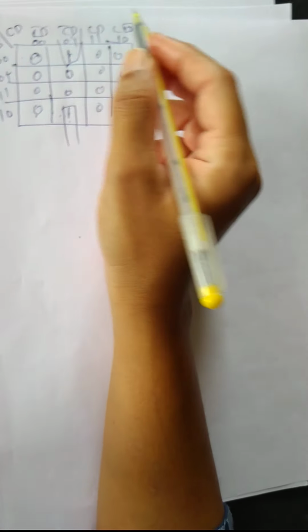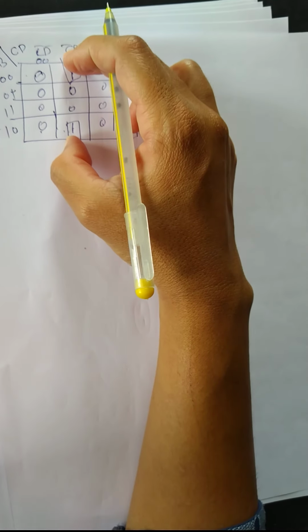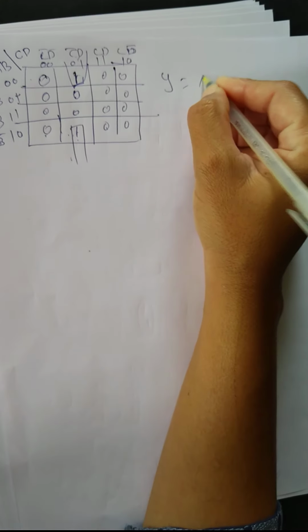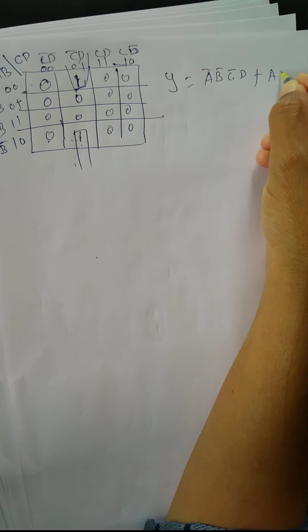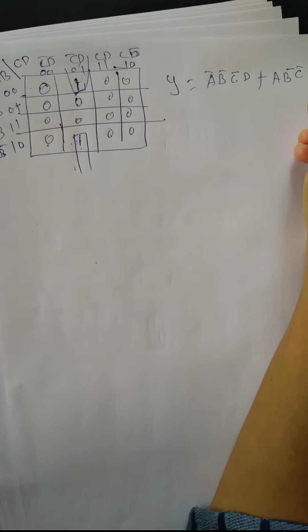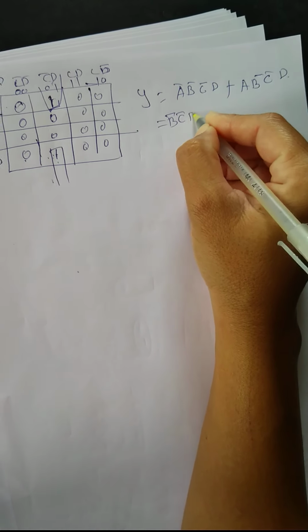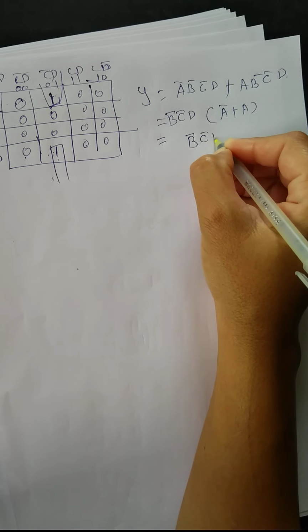So we have to group those ones, and that is called a pair. This is group 1. For this one, the logic is A bar B bar C bar D. For this one, A B bar C bar D. Which terms are the same? B bar C bar D, and by the law A bar plus A, the answer is B bar C bar D. This is the way of grouping two adjacent ones.